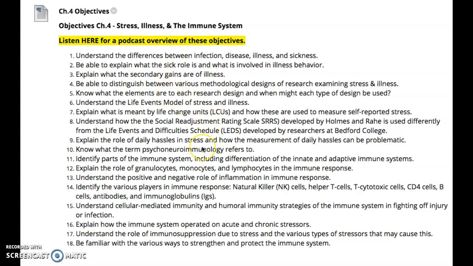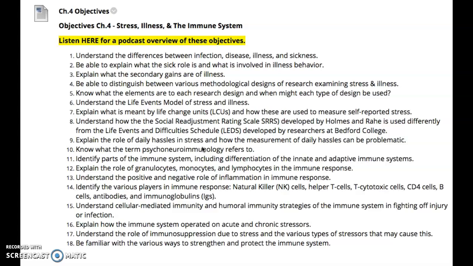Then be able to distinguish between various methodological designs of research examining stress and illness. The beginning part of the chapter covers the different types of research designs that are used when studying stress and illness. And this is probably a little bit of a recap. If you've taken intro psych or research methods, you're going to know some of this already, but it covers cross-sectional designs, experimental designs, correlational designs. I think there's a couple other ones in there. And it just really briefly touches on each.